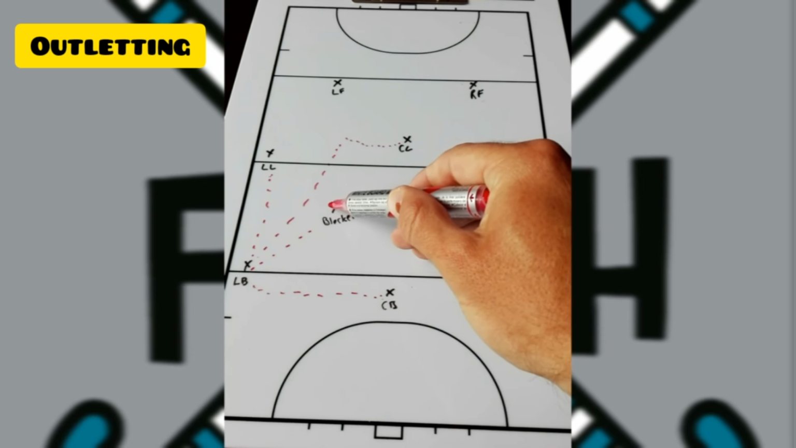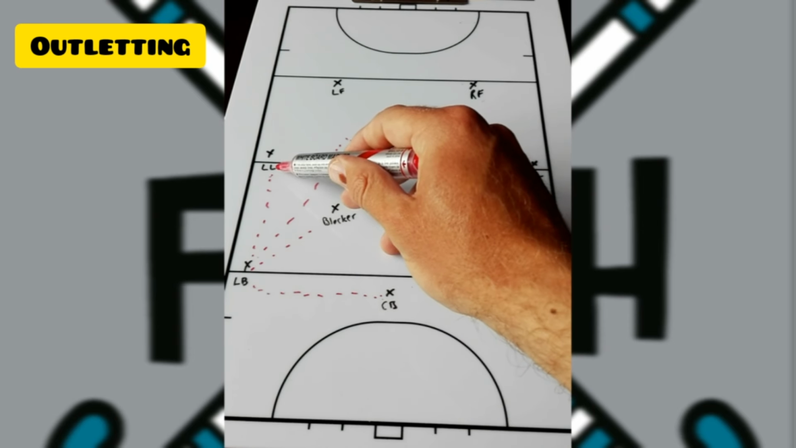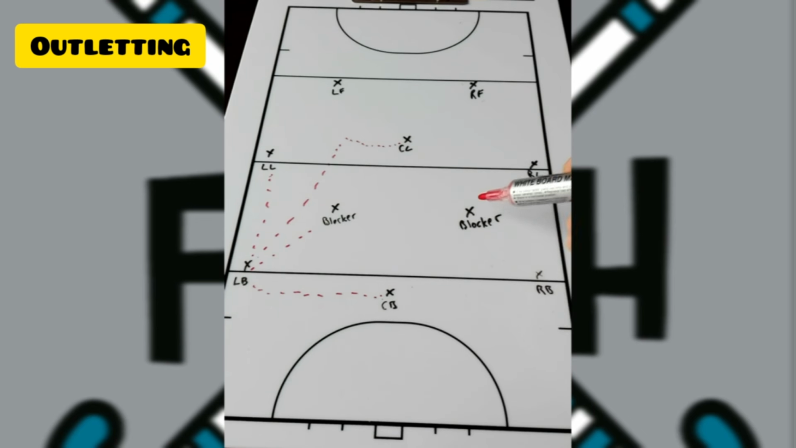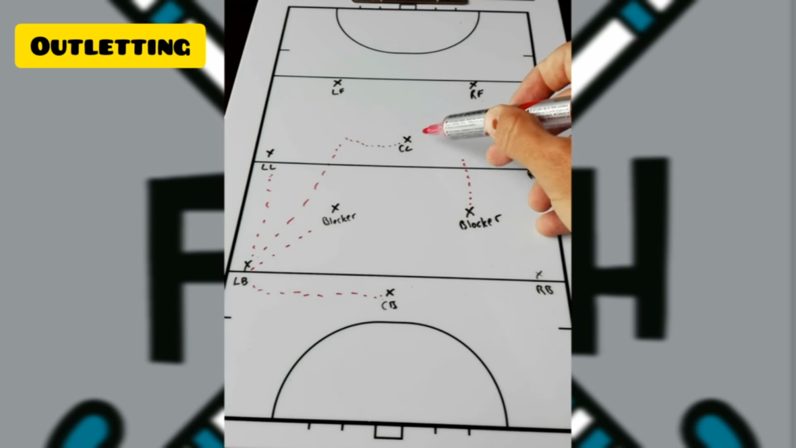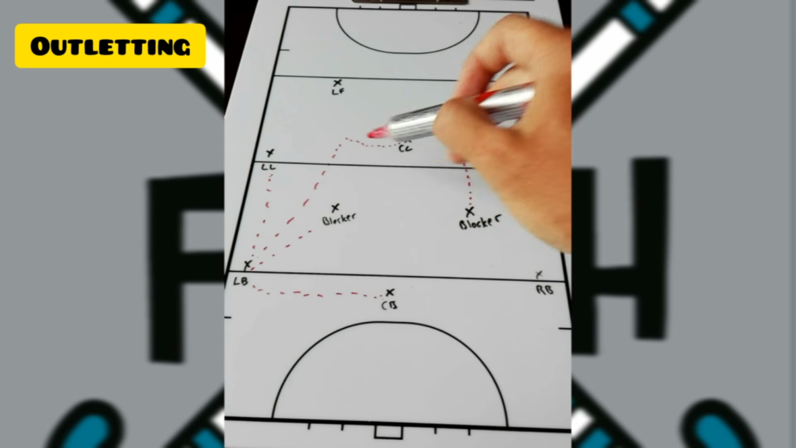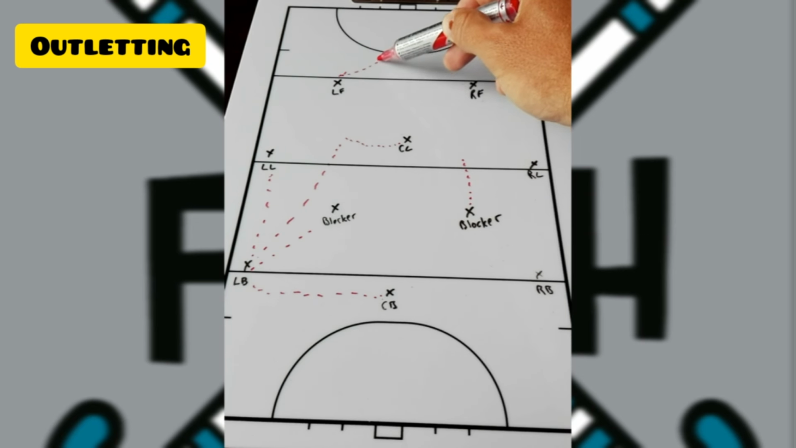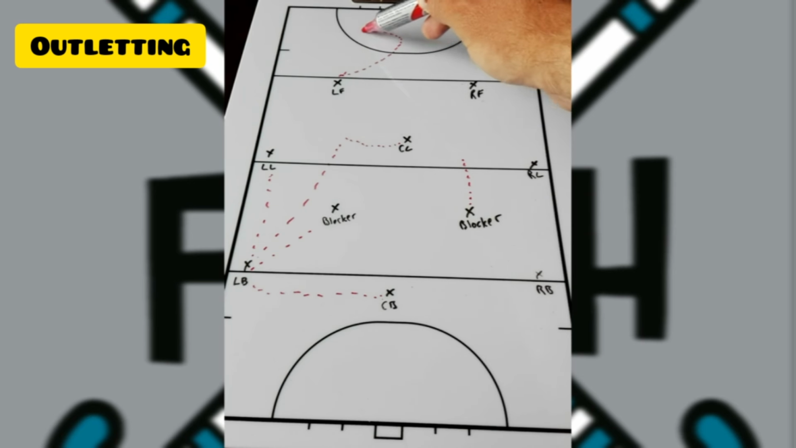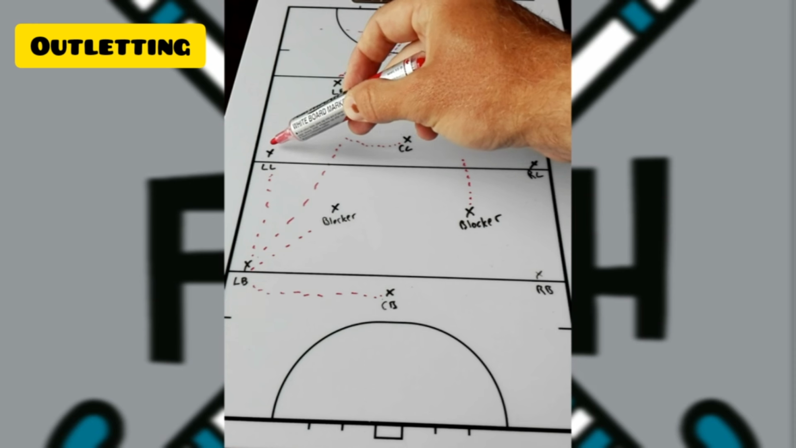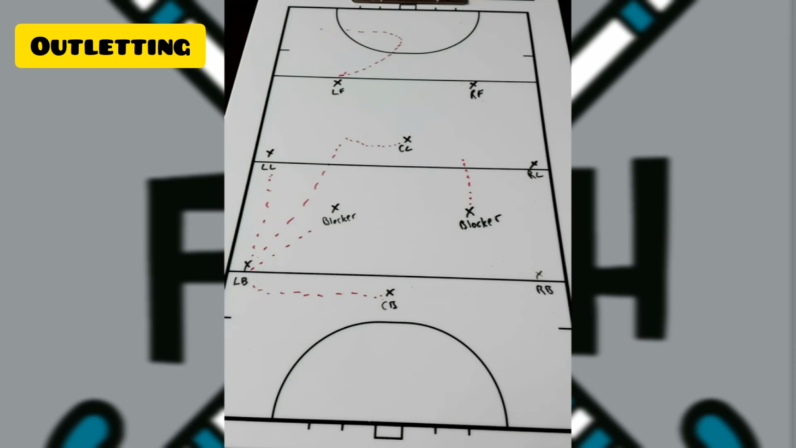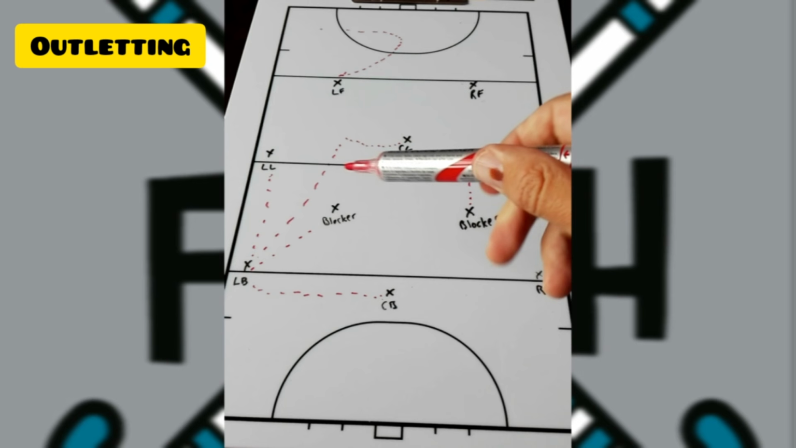If the blocker gets the ball, they can play to the left midfield. As soon as the ball goes, the blocker on the opposite side can start making a lead to be an option for the center link if the center link gets the ball. The left forward can make a nice round lead towards this space for when the left midfielder gets the ball. They've got an option going forward.